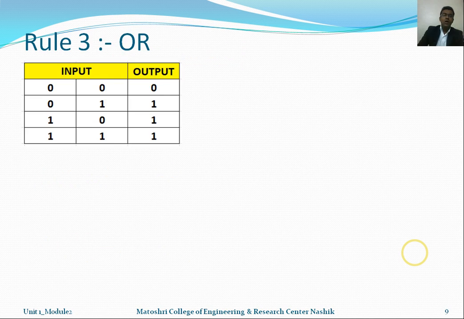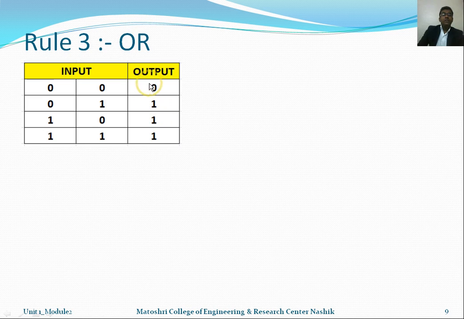Now let's move to the OR logic gates. Similarly, we should be well acquainted with the truth table of the OR gate. It is clearly shown that if any one input is 1, or both inputs are 1, the output generated by the OR logic gate is 1, or high level.